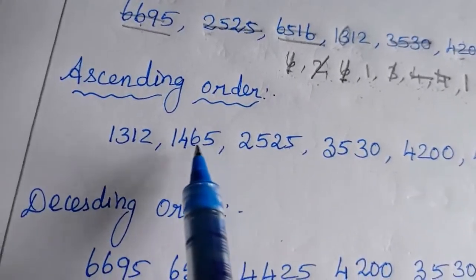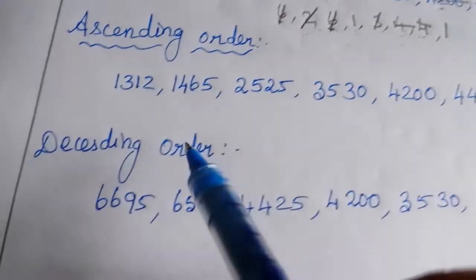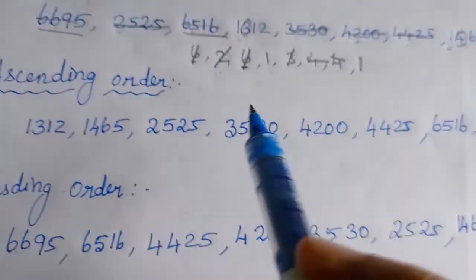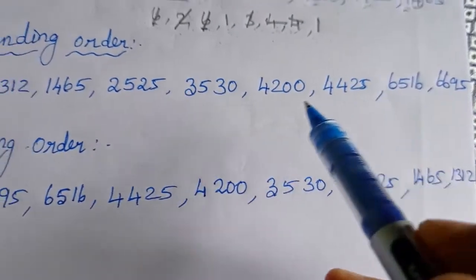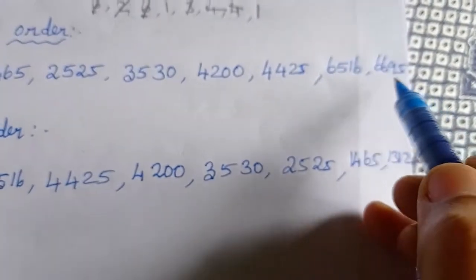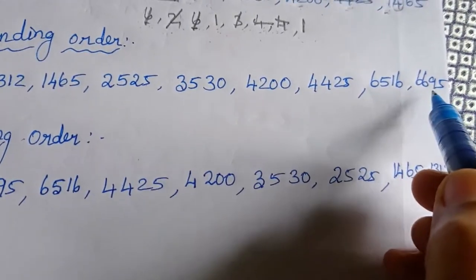So ascending means arrange the numbers from small to big, and descending means arrange the numbers from big to small. Okay children, if you want to write the descending order, one easiest way is to write the backward of this number. 6695.